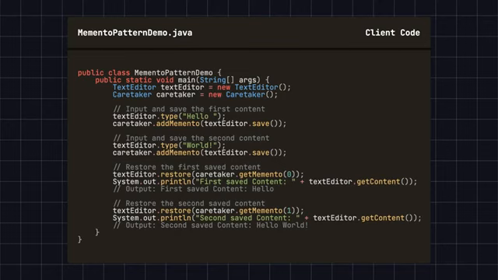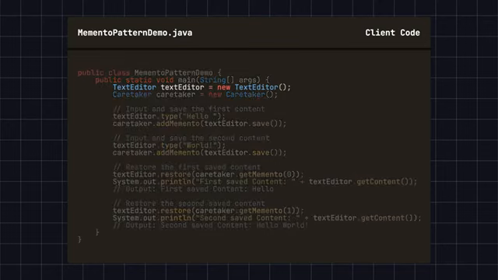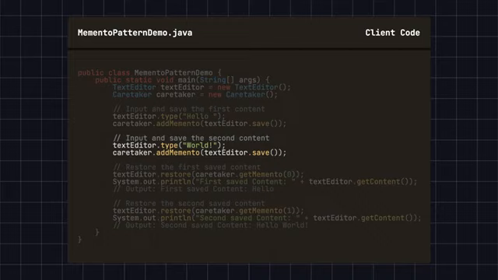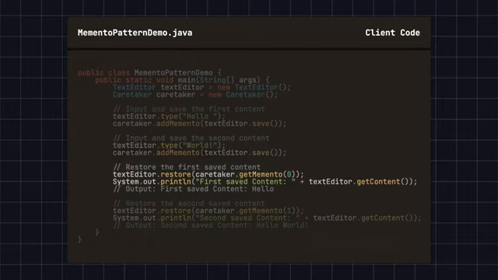In this example, we first create a text editor object for text editing and a caretaker object to manage the state of the text editor. First, we type the text hello and save the current state to a memento, managed by the caretaker. Then we type world and save the current state again. Next, we retrieve the first saved memento from the caretaker and restore it to the text editor.